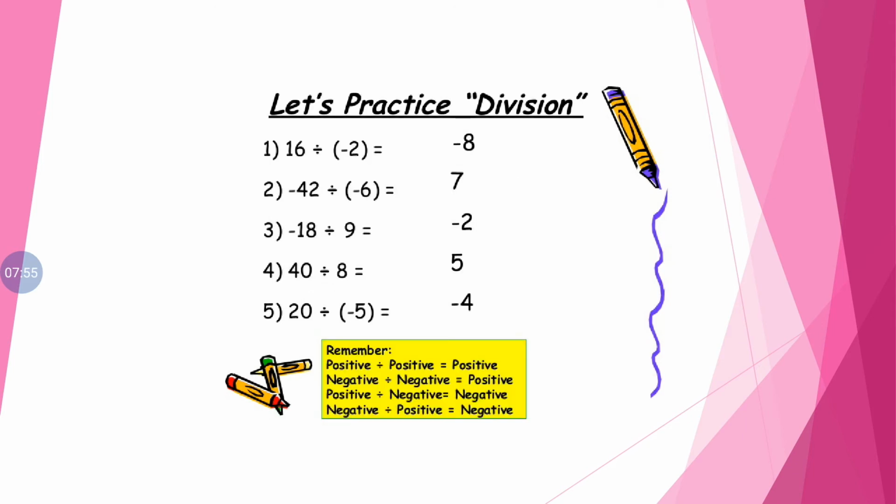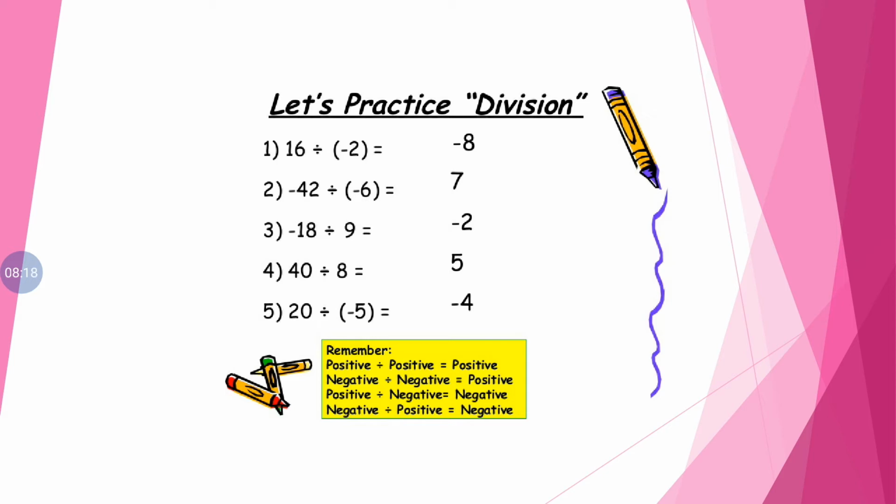So let's practice. 16 divided by minus 2. If two integers have different signs, their quotient is negative. So 8 2s are 16, and we get a value of minus 8.